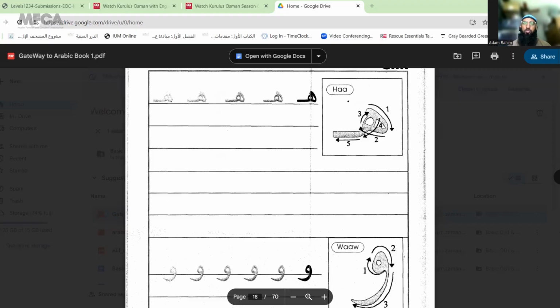Now students tend to mix it up with the letter Ha in its pronunciation, not in its shape, but in its pronunciation, right? The one that comes after Jim in the alphabet. The difference between this letter, which has an expulsion of air coming from the middle of our throat, Ha, Ha, right, is that the air can be heard and felt.